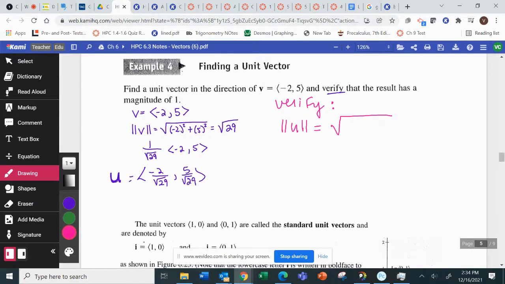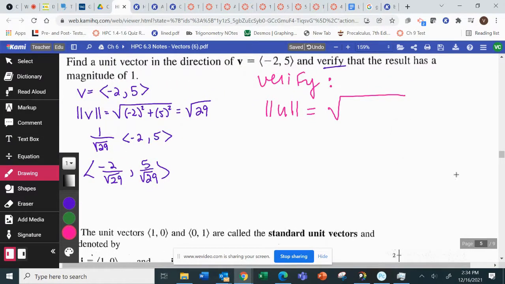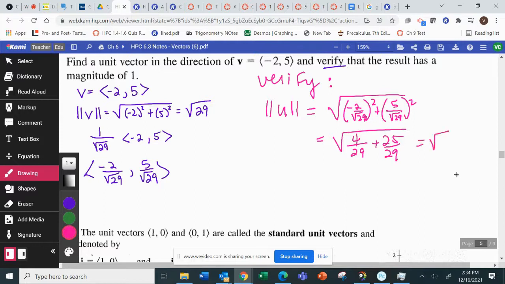And the x component, the change in the x's, is -2 over square root 29. So I'm going to take that and square it, plus the component for the y's squared. So I will get 4 over 29 plus 25 over 29, which is the square root of 1, which is a magnitude of 1. So there we are able to verify that the unit vector is actually 1 unit long.